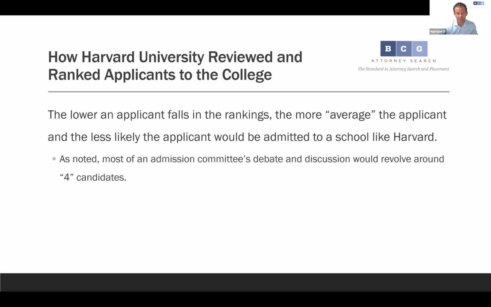And most of the discussion, and most of the time spent at a school like Harvard, is on the 4 candidates, which are just the people that are giving everything they've got and doing really well. Then they just have to sort among the 4 candidates.